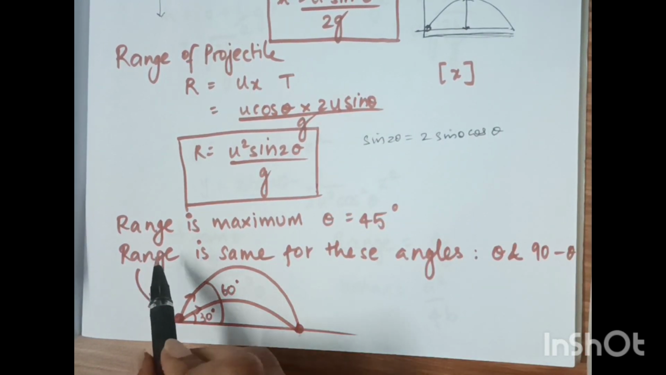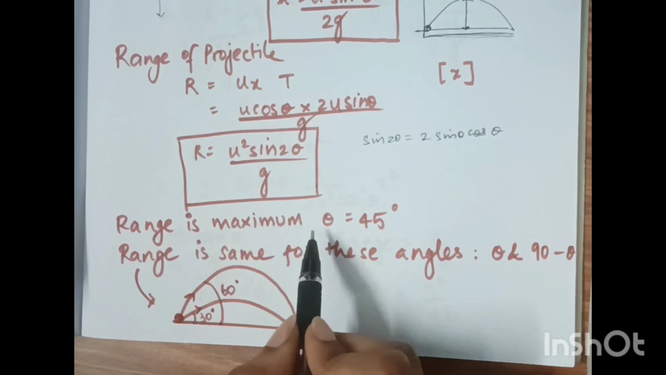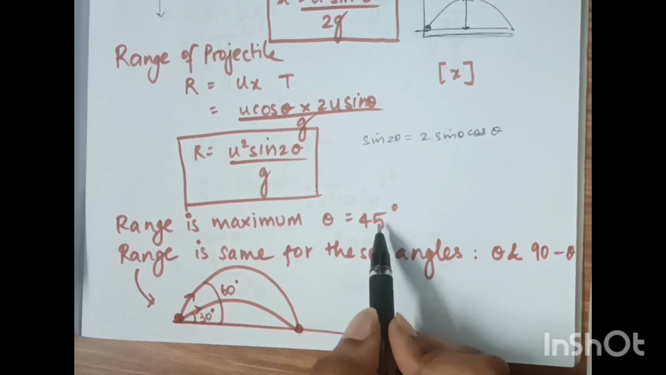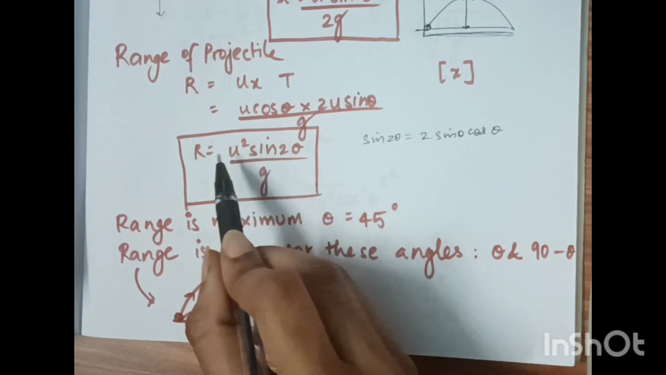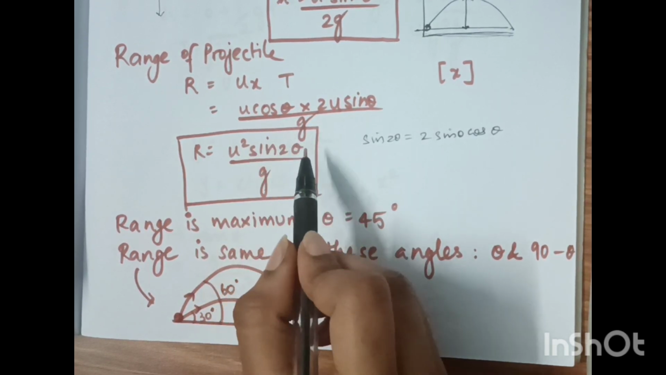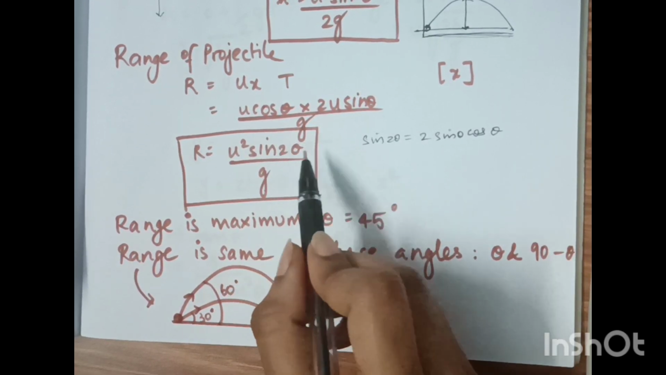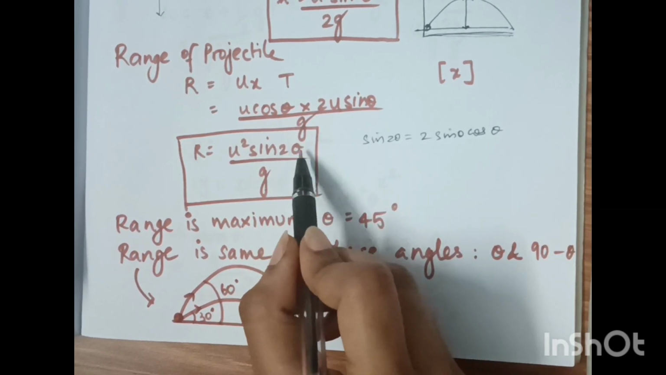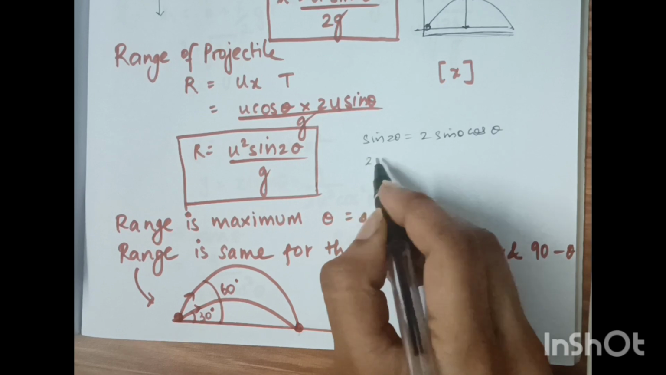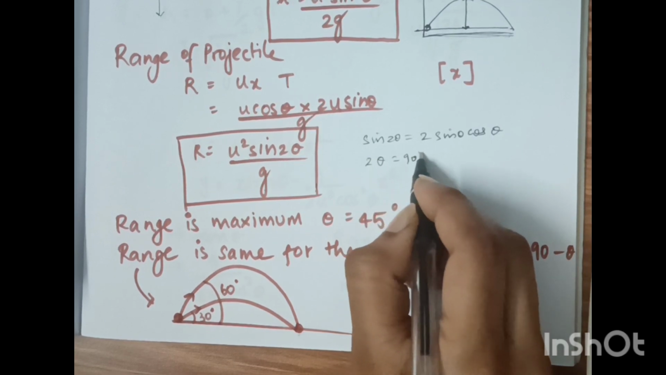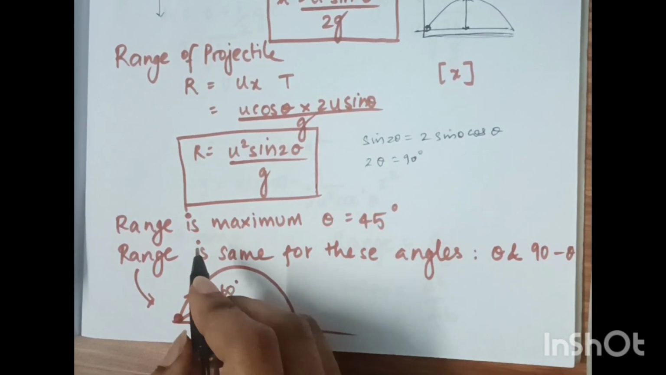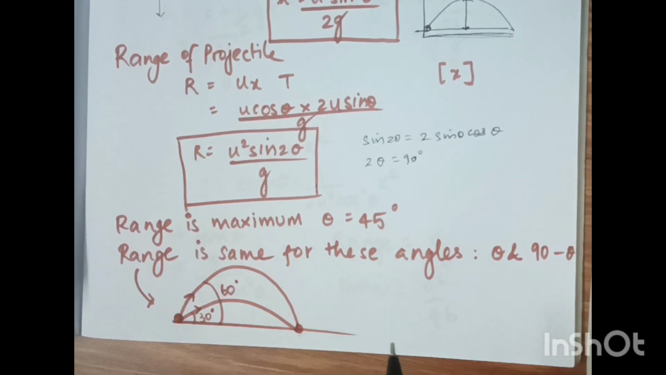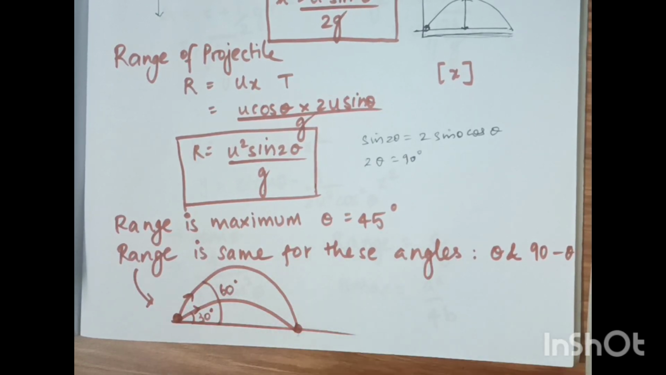Now we have to see another important thing. Range is maximum for theta equals 45 degrees. Why? Because range is maximum when sin 2 theta is maximum, which happens when sin 2 theta equals 1. So 2 theta should equal 90 degrees, and then theta will be equal to 45 degrees. So this is important: range is maximum at theta equals 45 degrees.